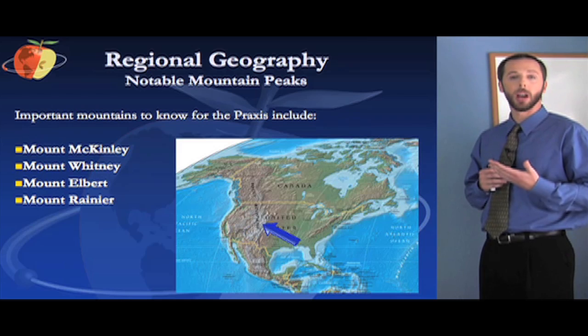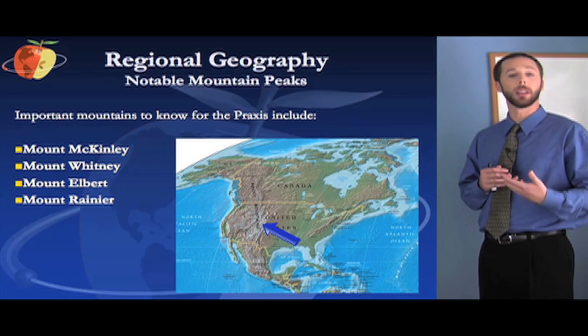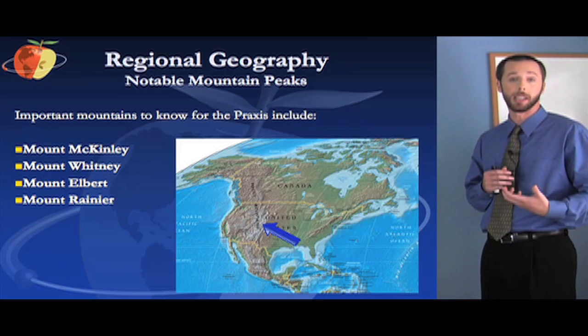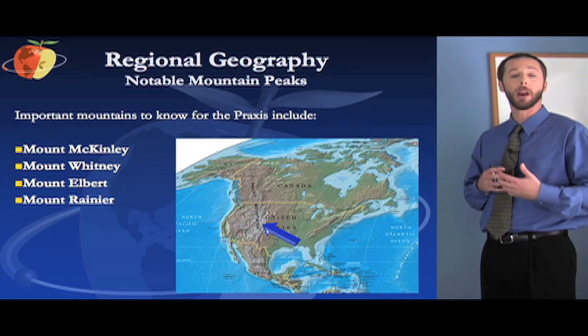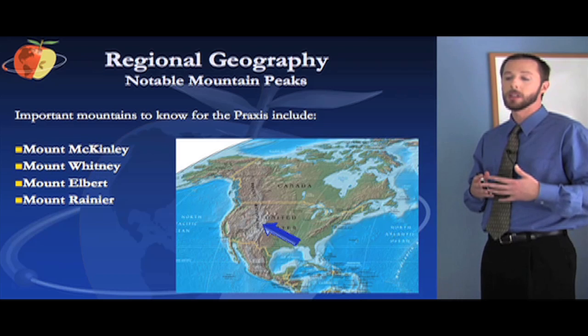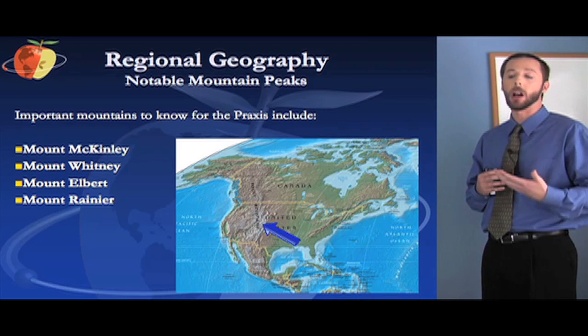Mount Elbert is not the tallest mountain in the contiguous United States, but it is the tallest mountain in the largest mountain range in the United States, which is the Rockies. So it's the tallest mountain peak in the Rockies, which is the largest mountain range in the United States. And Mount Elbert is located in Colorado.